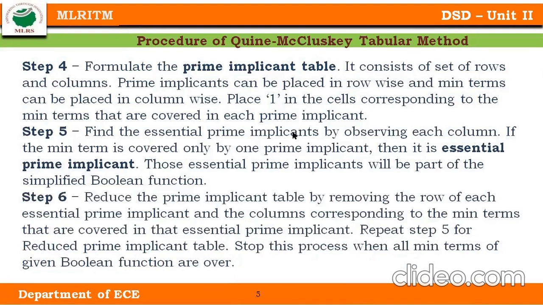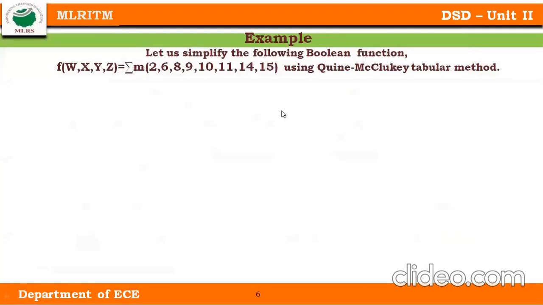Then reduce the prime implicant table, removing the rows of each essential prime implicant and the columns of the corresponding minterms covered. Like this, step 5 needs to be repeated. Finally, whatever we get is called the minimum expression. So let's take an example here.